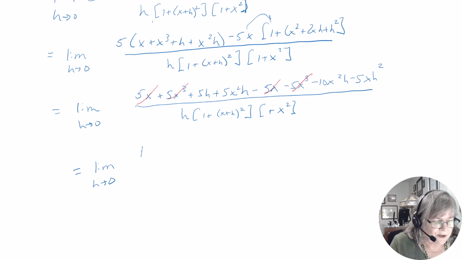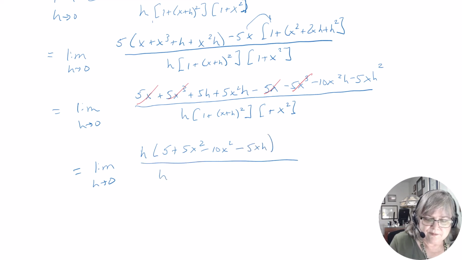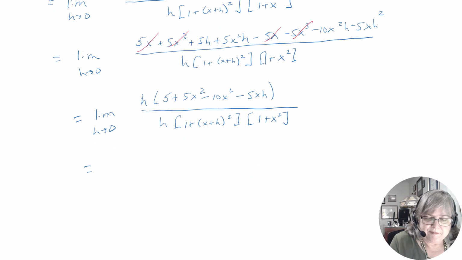So you would have h times 5 plus 5x squared minus 10x squared minus 5, that's from h. Nope. 5x squared minus 10x squared minus 5xh over h. There is a lot to write. I'll grant you that. So this h gratefully goes to 0. And I'm going to make the rest of these go to 0 while I'm here.